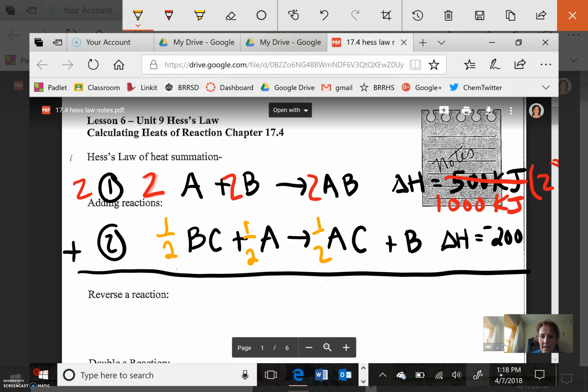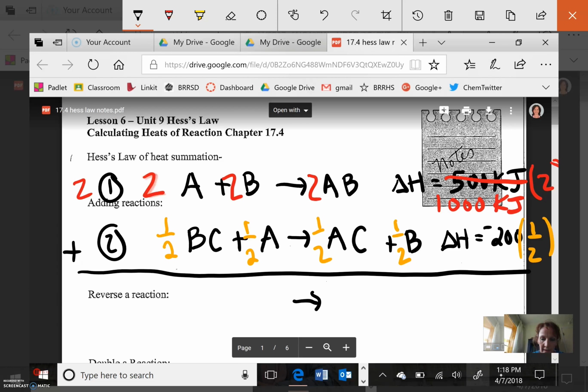Actually, this is an endothermic reaction, and so it absorbs the heat. That means we have to multiply the negative 200 times a half. Now let's add them together and see what we get.